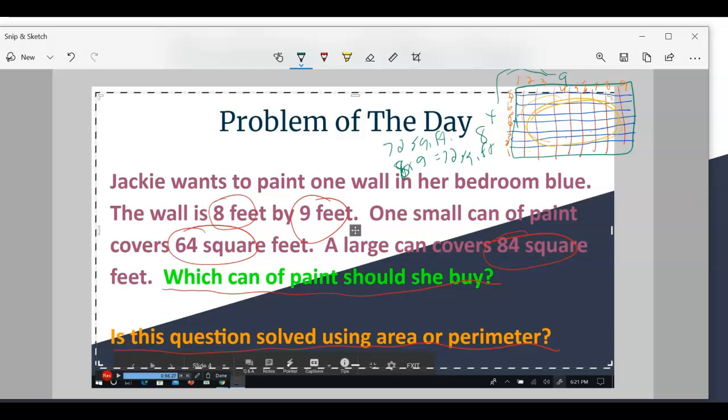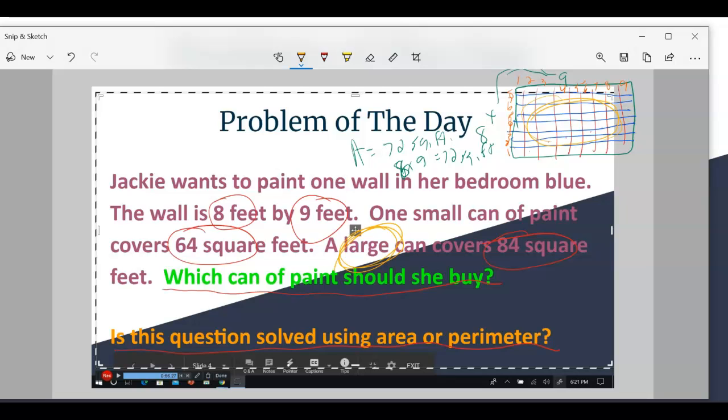Okay, so our question, now that we know that the area is 72 square feet: a small can covers 64, a large can covers 84. Which one should we buy? So which one should she buy? You want to get enough paint to cover the entire thing. So if she bought 64, it would not be enough. So she's going to want to buy the large can because it's going to be more than enough.